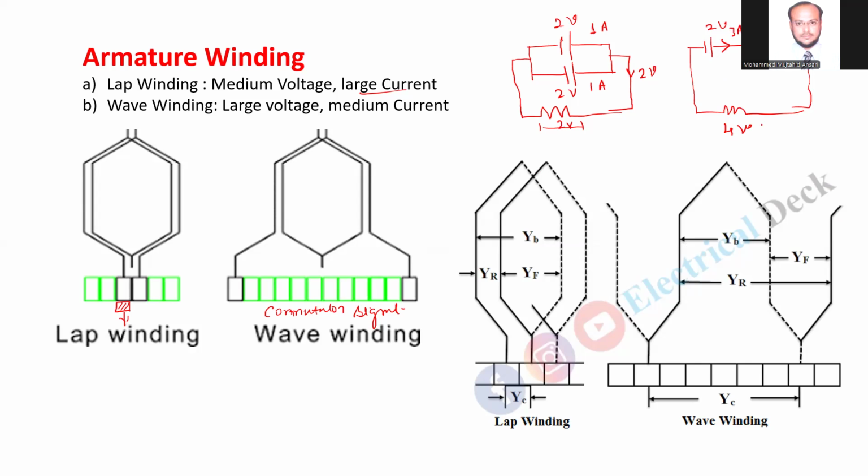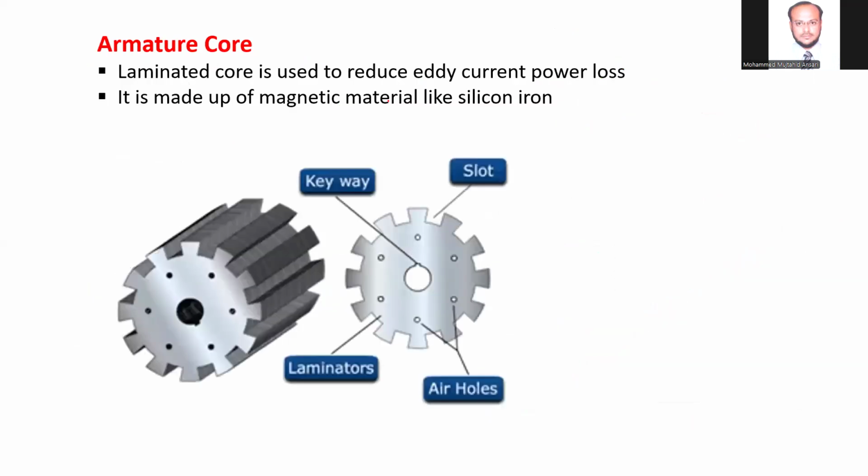We are using the same battery. The current in the external load is only 1 ampere. So here the voltage is going to increase. So in case of wave winding, the number of conductors are connected in series. So here we are able to produce the large voltage and medium current. So this is the application of lap winding and wave winding in case of DC machines or DC generator.